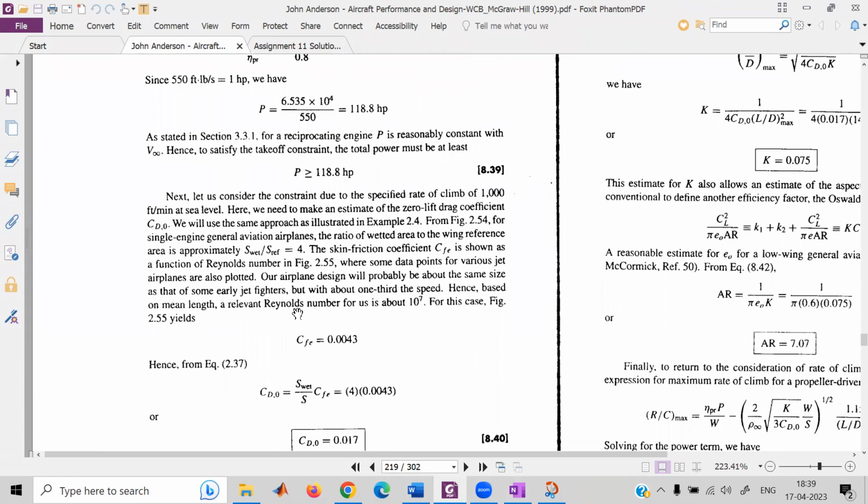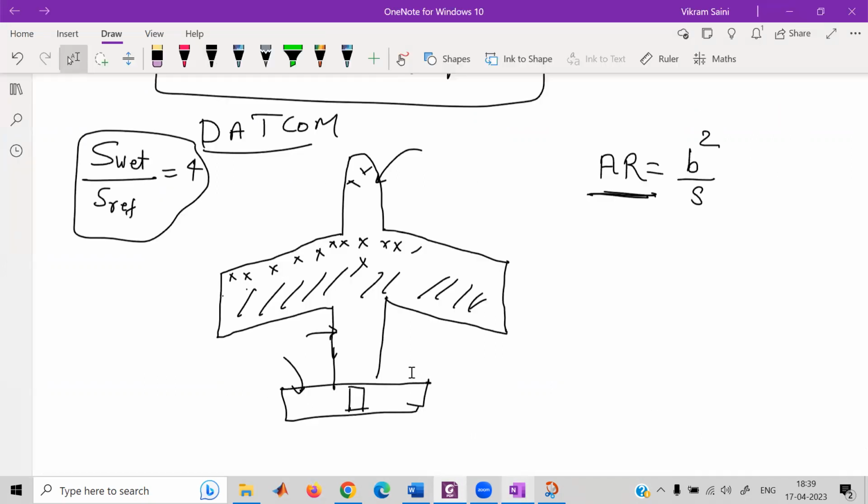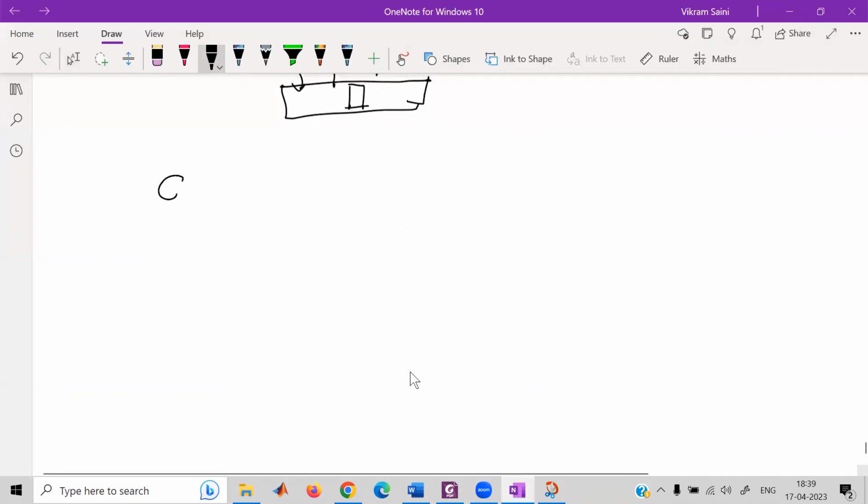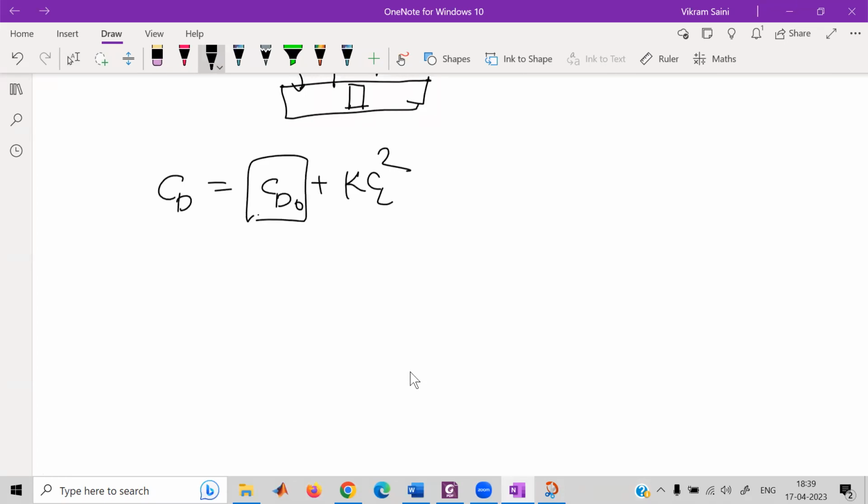Now the skin friction coefficient. Before coming to that, zero lift drag coefficient is governed by what? What are the components in CD naught? The drag polar looks like this, right? So CD naught is driven by what?